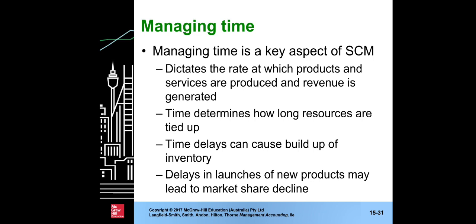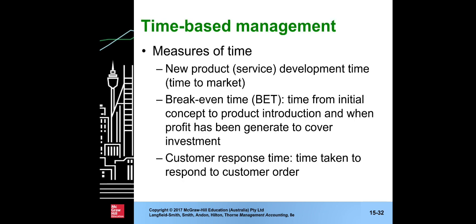So if Apple is late, then Samsung will dominate the market. That's why they launch their product on time, and they try to offer the best features for their product, so that their market share does not decline. They try to maintain, or they want more market share than the one that they have now. So these points show that managing time is very important.